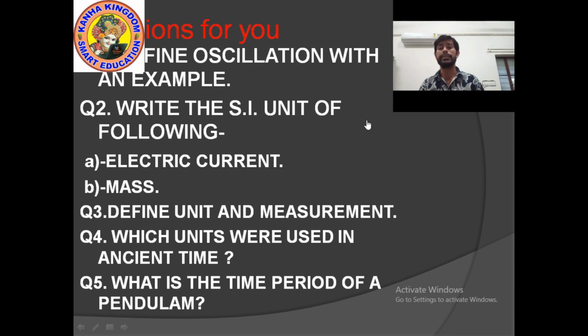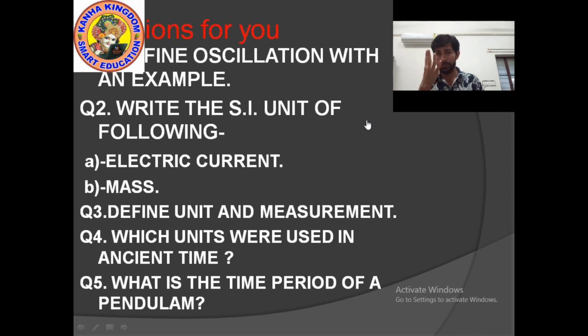Okay, in ancient time we used different units. Okay, next question. Measurement. What is measurement? The process of measuring size or quantity of something is known as measurement. In ancient time we measured in a different way.